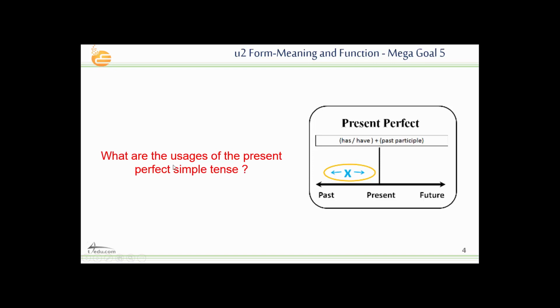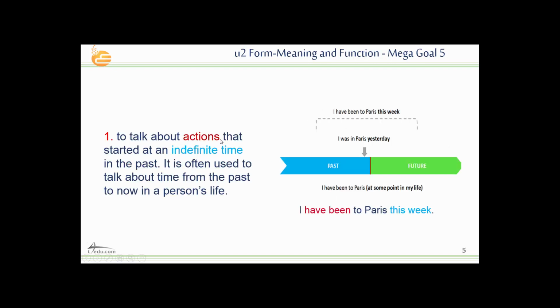So what are the usages of the present perfect simple tense? To talk about actions that started at an indefinite time in the past. It's often used to talk about time from the past to now in a person's life. So here, the action started at an indefinite time, unknown time. We don't know when, okay? So this is the first usage.